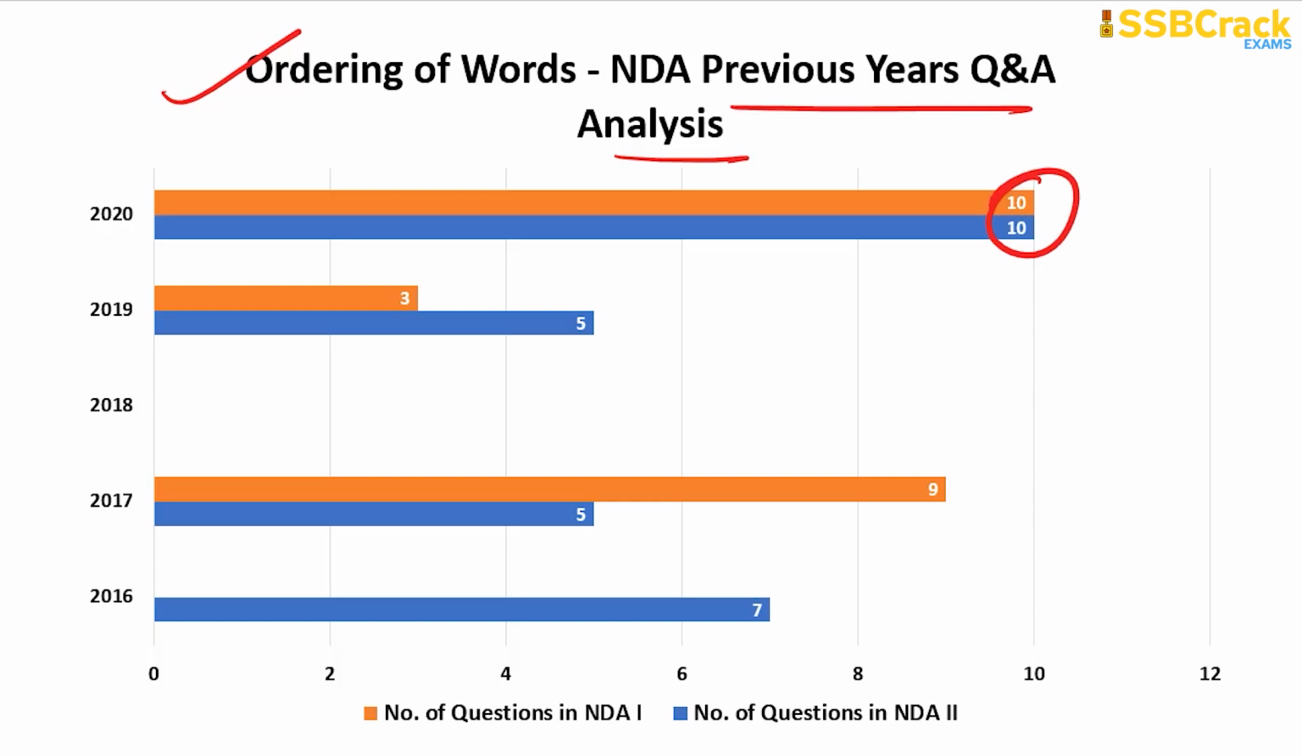So 10 questions came from this particular topic in NDA 1 and 2 2020. 3 questions came in NDA 1 2019 and 5 questions in NDA 2 2019. No questions came from this topic either in NDA 1 or NDA 2 2018. But 9 questions came from this topic in NDA 1 2017 and 5 questions from NDA 2 2017. 7 questions came, however, in NDA 2 2016, but no questions came from this topic in NDA 1 2016.